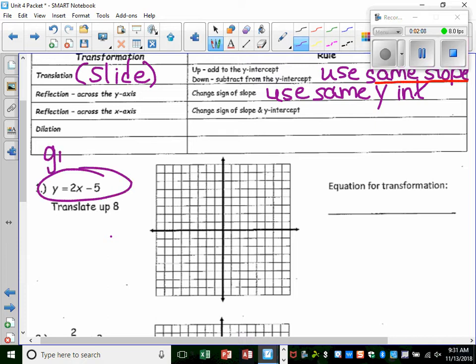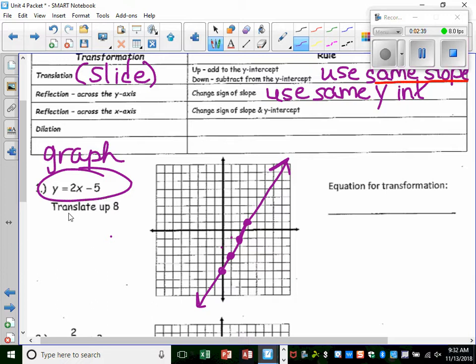So I'm going to put graph. So I'm going to start at -5. Then I'm going to go up 2 over 1, up 2 over 1. And if you can get 4 points, I would like to have 4. Sometimes it's not possible. Okay, then we're going to connect those together. And there's my original line.